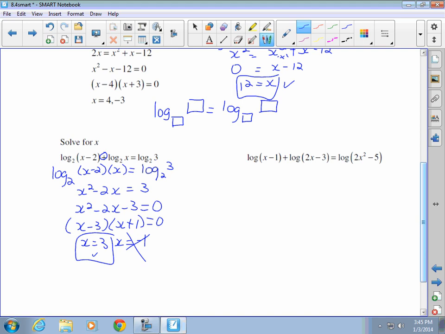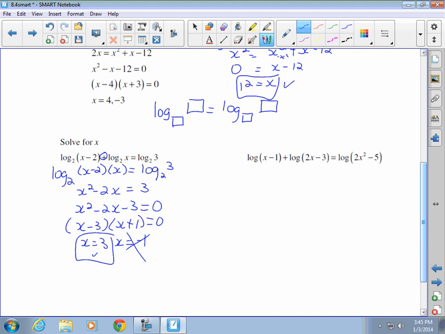Okay. Next one. Log x minus 1 plus log 2x minus 3 is equal to log 2x squared minus 5. So there is no base there, so we make the assumption it's a base of 10.